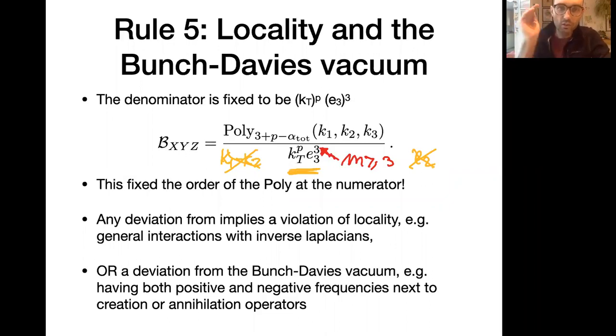And this rule is based on two things. One is locality, and two is the choice of vacuum. So let's talk about the vacuum first. If you didn't choose the vacuum, then you could have other poles. If you chose a different vacuum, you could have the poles that I wrote down before, which look like k1 minus k2 plus k3. Then those poles can appear if you have a non-Bunch-Davies vacuum.